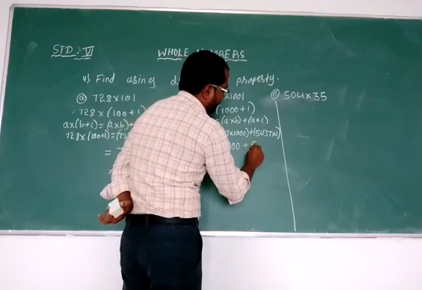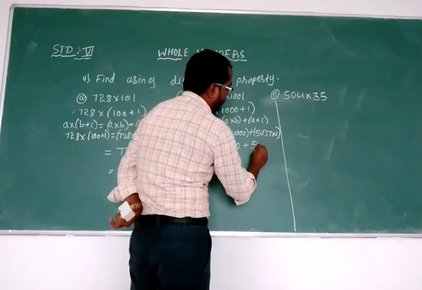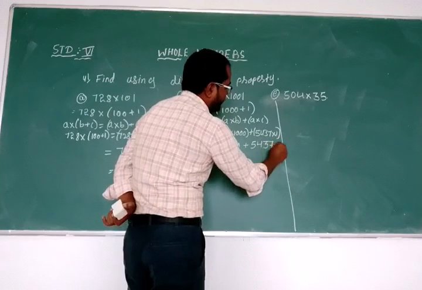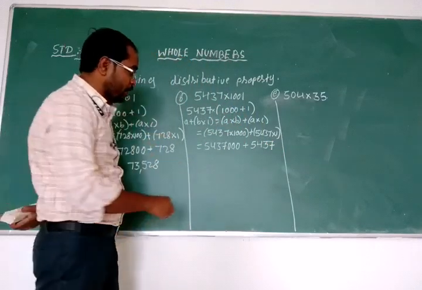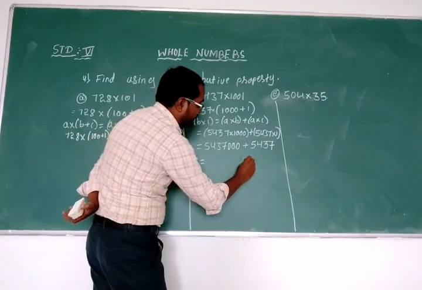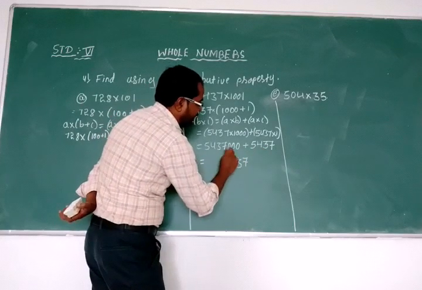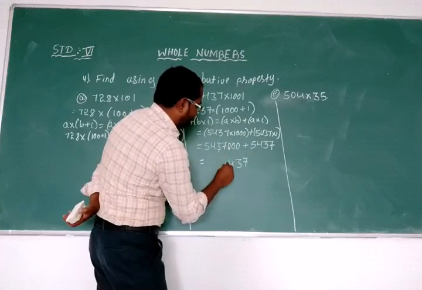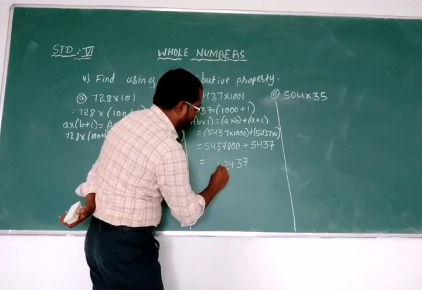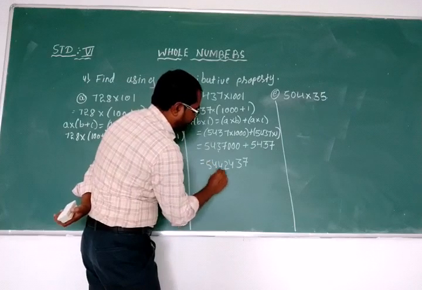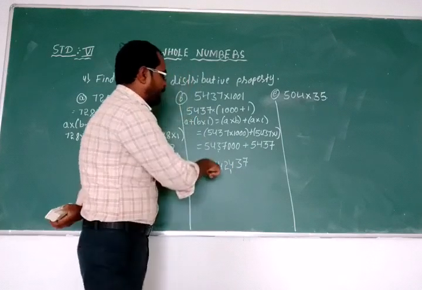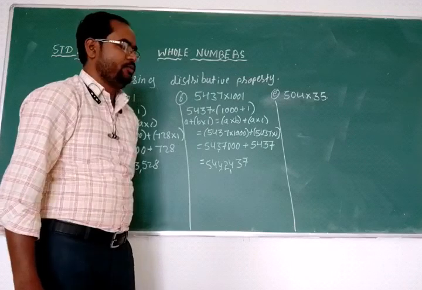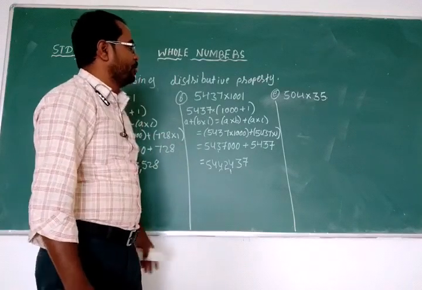So next, 5,437 into 1 will be 5,437. Now add that. So 0 plus 7, 7, 0 plus 3, 3, 0 plus 4, 4, 7 plus 5 will be 12. So take 12... 5,437,000 plus 5,437, how much will we get? 5,442,437 will be your product.